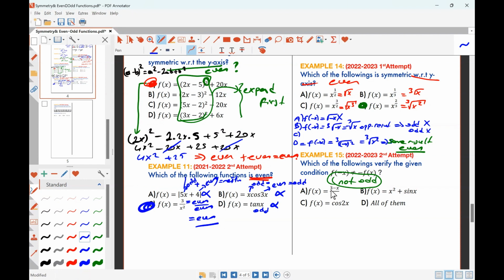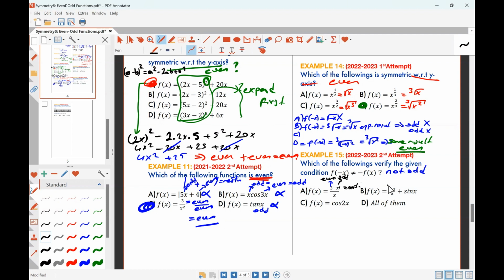Try the options. Option A, 3 minus x. Let me write not odd here and solve each option. So 3 is an even function. Negative x is odd, the power is 1 for x. So we have even minus odd, which is neither. So it is neither. It's not odd.